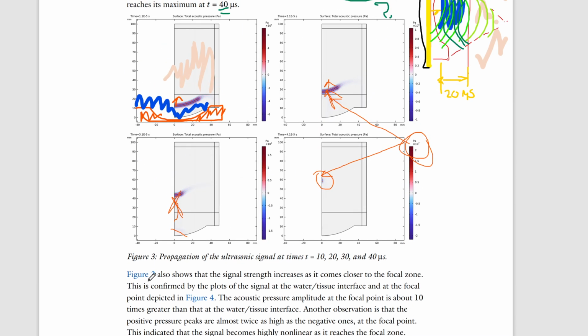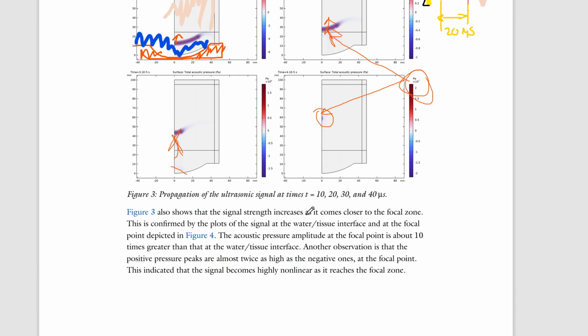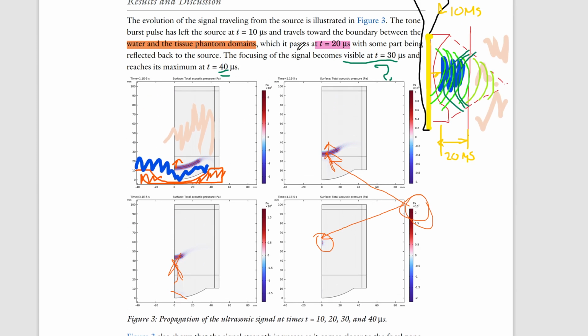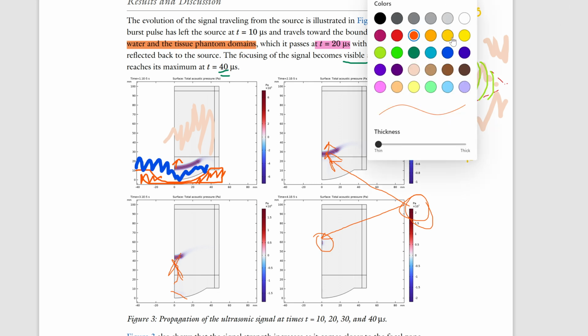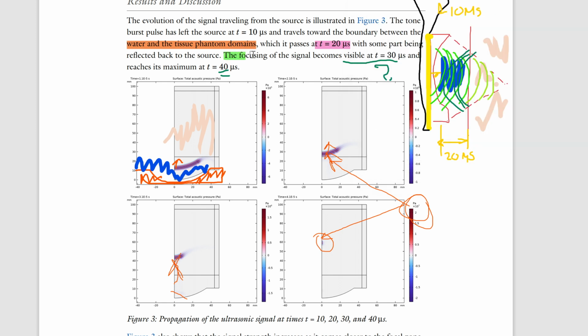So next, figure 3 also shows... we're also seeing the signal strength increase as it comes closer to the focal zone. And that's the part that's confusing. I'm not seeing this. Let's see, actually, hold on. I just realized, maybe somebody else might have known this, but when they're saying here, okay, we know this one now: the focusing of the signal becomes visible at time equal to 30 seconds.